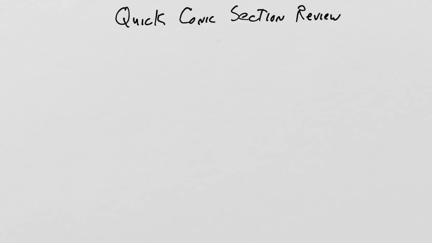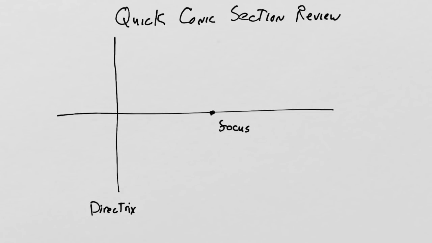You can skip this part if you understand your conic sections really well. All right, so the basic premise here is that we have a line in space that we call the directrix, right? That's one arbitrary line on the plane. And then we have a point that's not on that line that we call the focus.